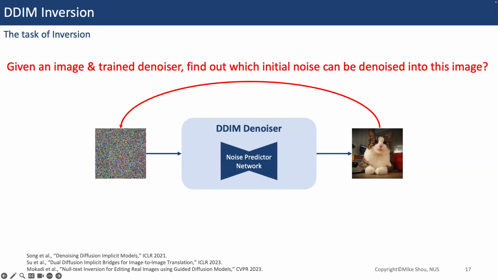So the inversion is not a new concept to the diffusion model. It's also used in the GANs, generative adversarial networks. The typical inference or generation process involves taking a noise input, passing through a denoiser to remove the noise. And the inversion essentially is the reverse process. So given an original image and a trained denoiser, we aim to determine the initial noise that produced the given image. In other words, during the prediction process, we work backwards to find out what the input noise was that led to the final image.